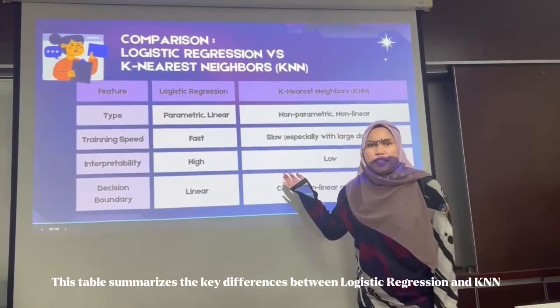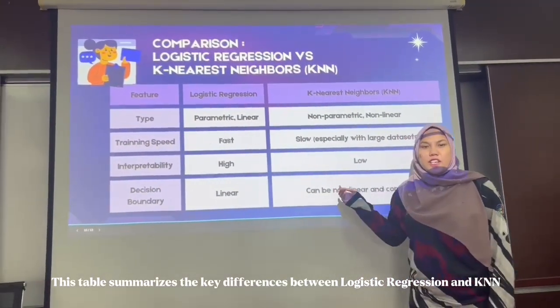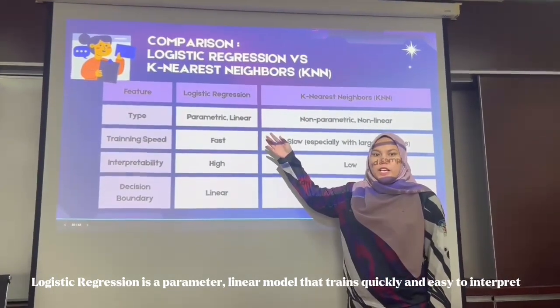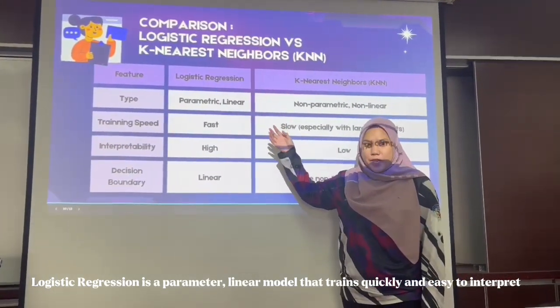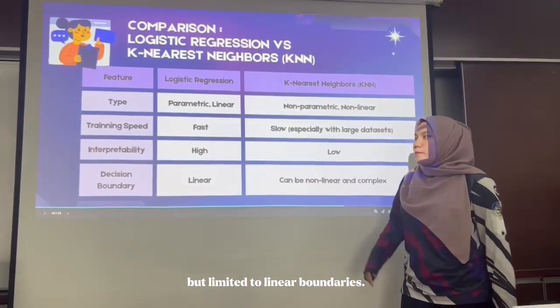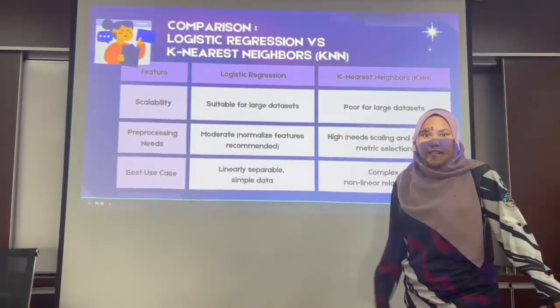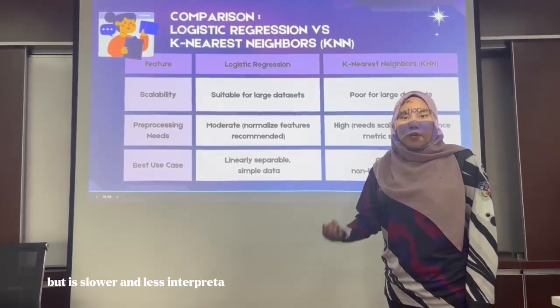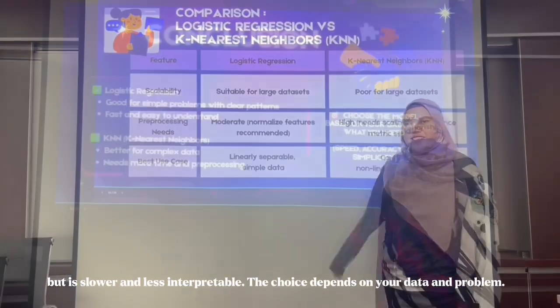This table summarizes the key differences between logistic regression and KNN. Logistic regression is a parametric, linear model that is quick and easy to interpret, but limited to linear boundaries. KNN is a flexible, non-parametric method that can handle complex patterns but is slower and less interpretable.